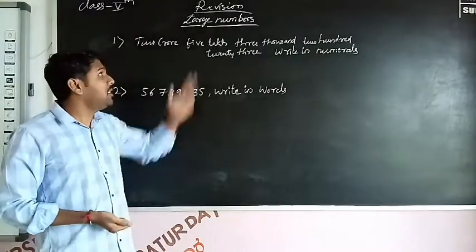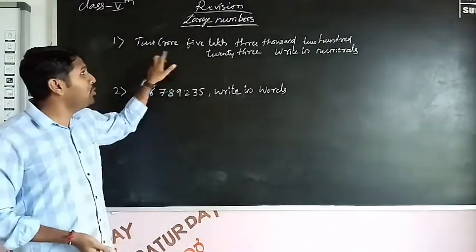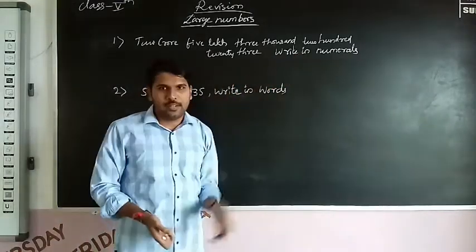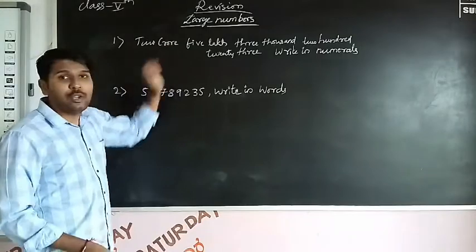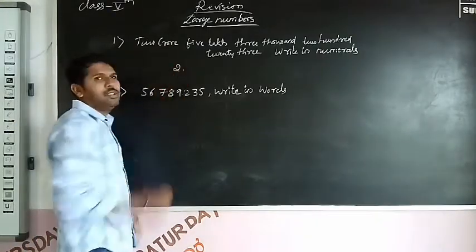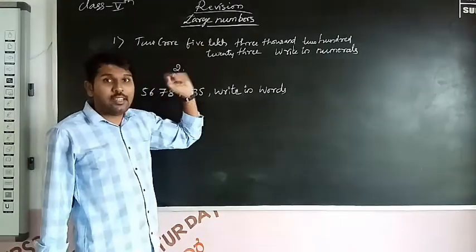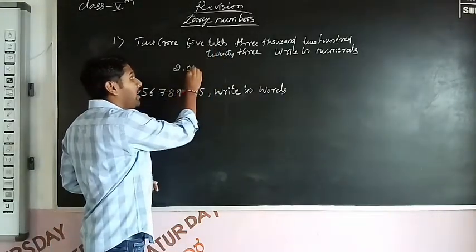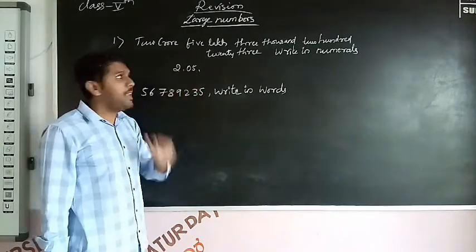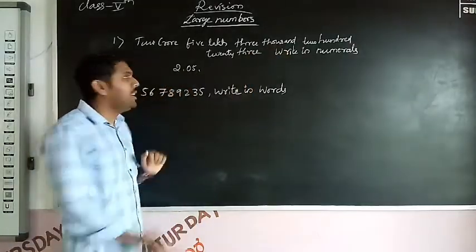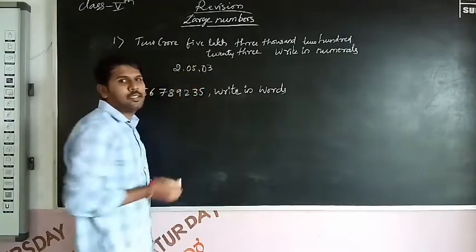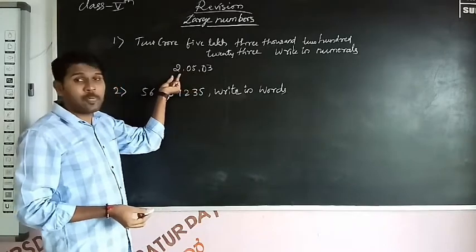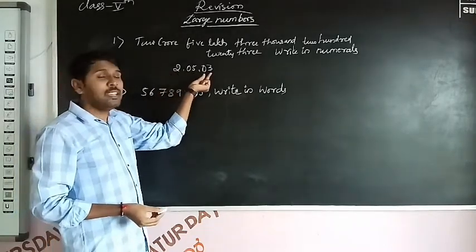So next chapter, that is large numbers. 2,05,03,223. Write in numerals. So how to write this one? First 2 crore. In the lakh place only 5 lakh, that is 5. So this one is 5 lakh. Next, 3,000, only 3 is asked, that is 3, because this is the lakhs group, next the thousands group, next one is the crore group. So only 3,000.